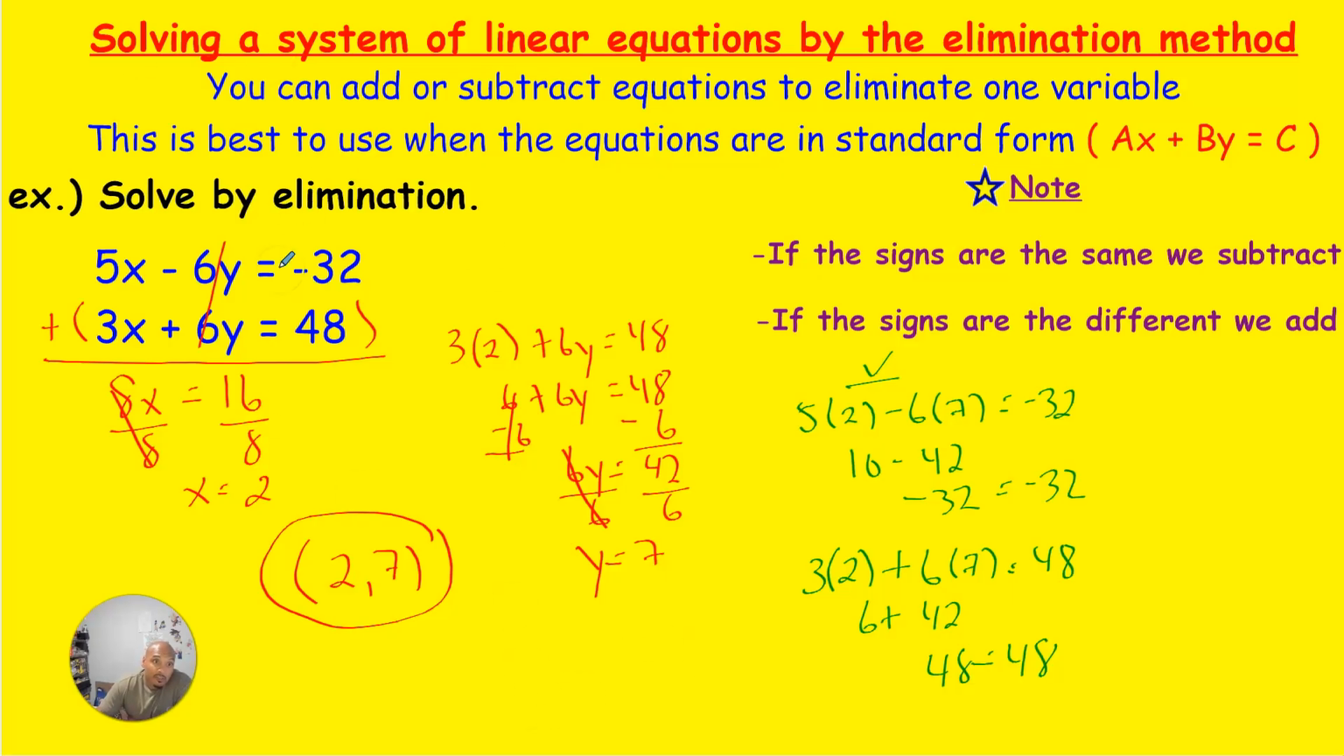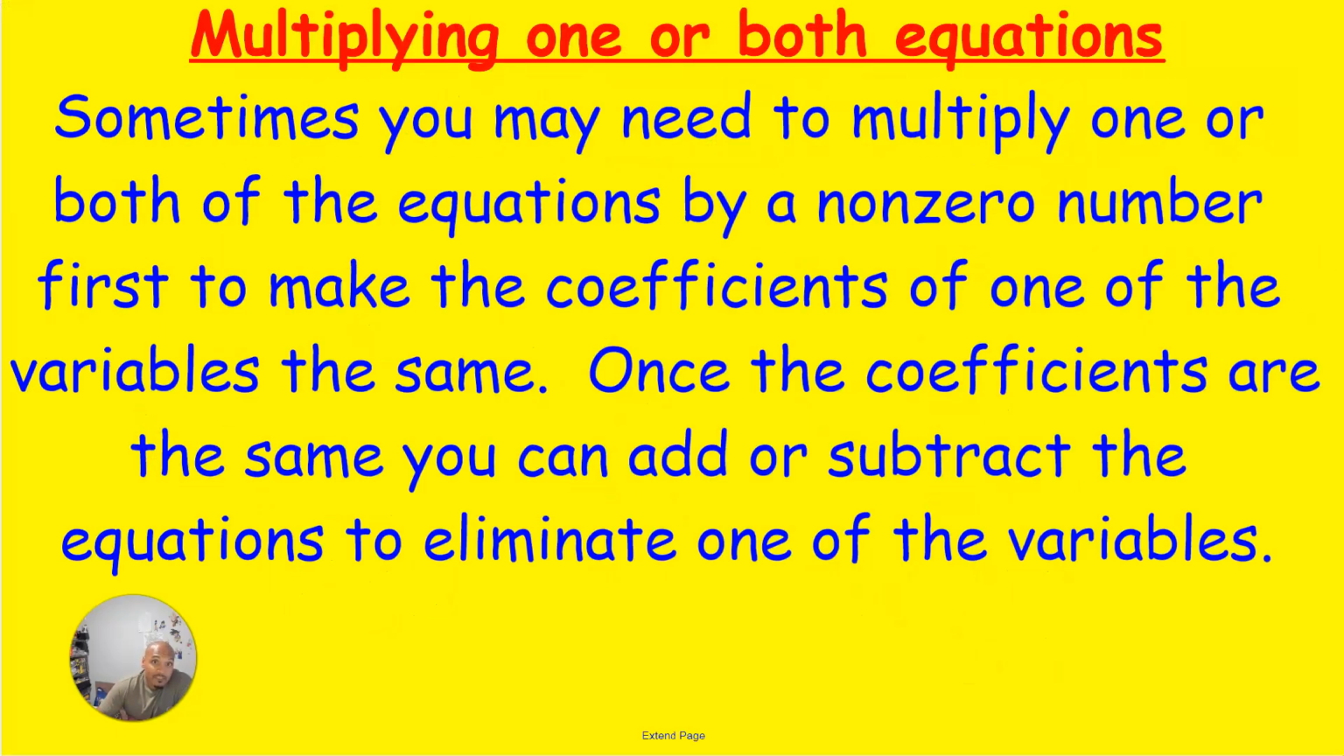Now, there are 2 other scenarios that you might see for elimination in standard form. And what happens here is either you're going to have to multiply one or both equations. Sometimes you may need to multiply one or both equations by a non-zero number first to make the coefficients of one of the variables the same.